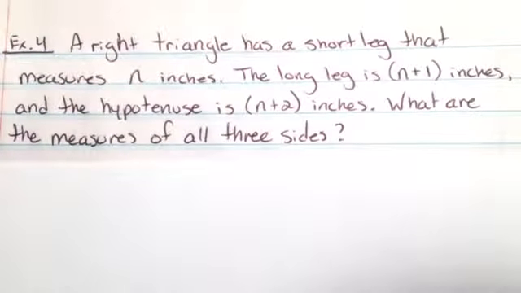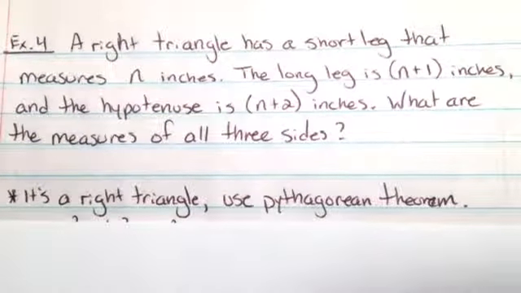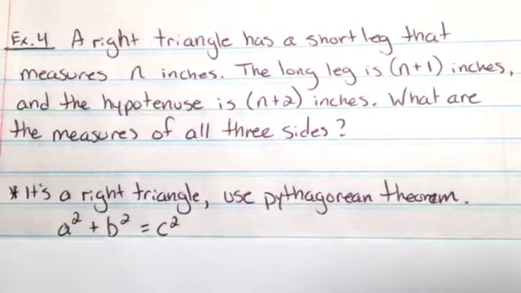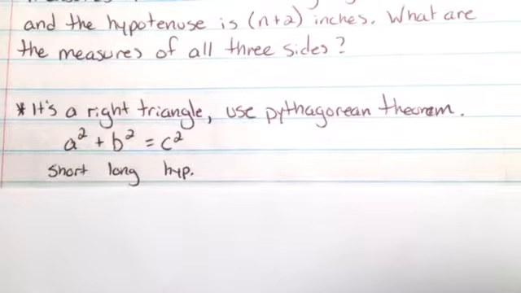First off, it's a right triangle. What do I know about a right triangle? Well, I know the Pythagorean theorem. All right, so it's a right triangle. We're going to be using Pythagorean theorem to figure out the side measures. A squared plus b squared equals c squared. Okay, well, side A, that's your short leg. B is the long leg, and C is the hypotenuse.